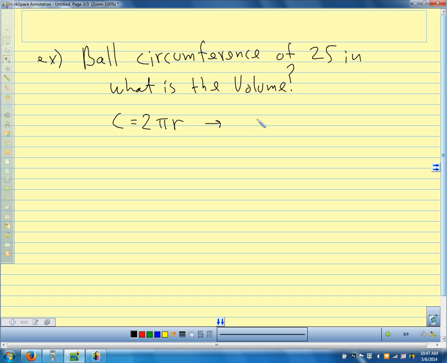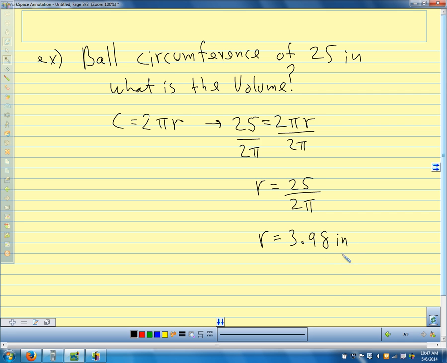I know the circumference is 25, so 25 equals 2 pi r. I'm going to divide both sides by 2 pi. And I get r equals 25 over 2 pi. Plug this into my calculator. I'm just going to divide 25 by 2 and then divide by pi. I get r is about 3.98 inches. Now I'm set. At my radius, I can find my volume.